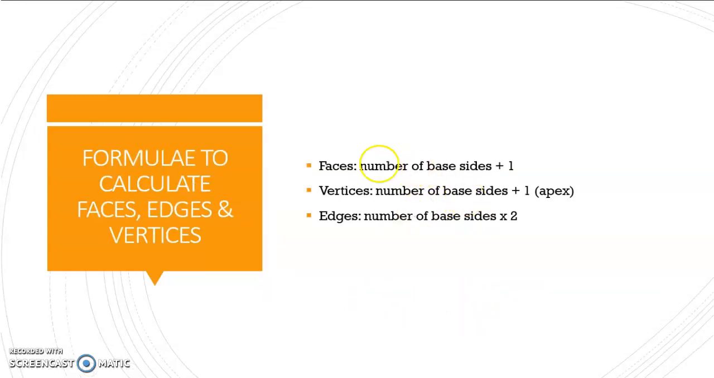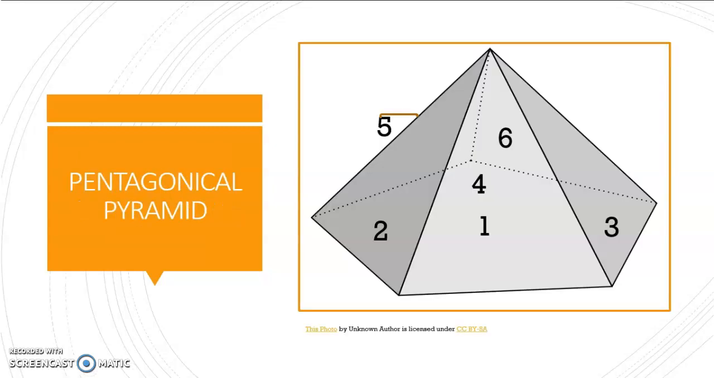Here's our formula. The faces is the number of base sides plus 1, and the vertices is also the number of base sides plus 1. That plus 1 will be your apex, and then the edges will be the number of base sides multiplied by 2. Let's see if this holds true for everything.